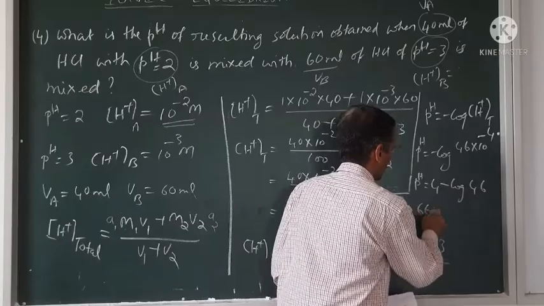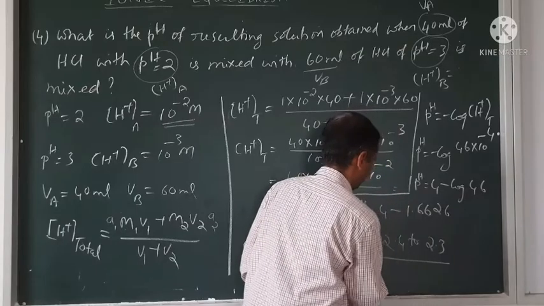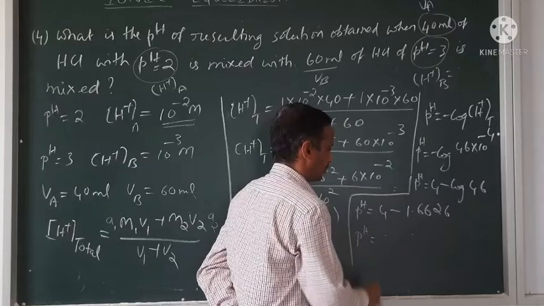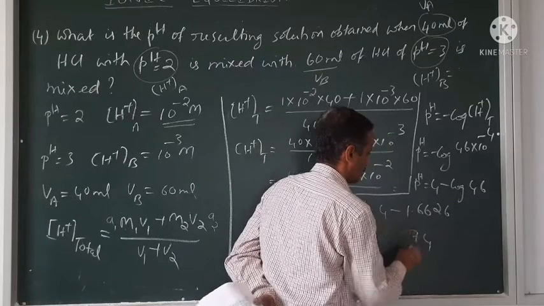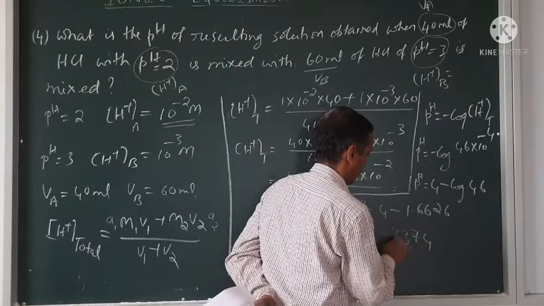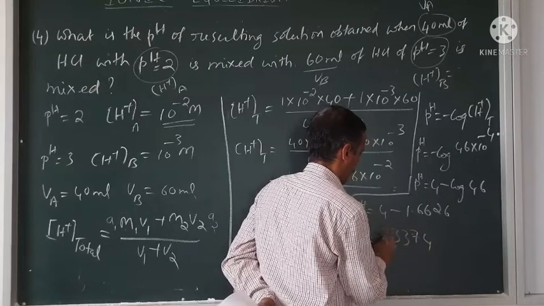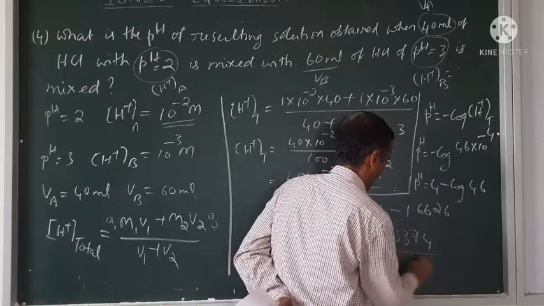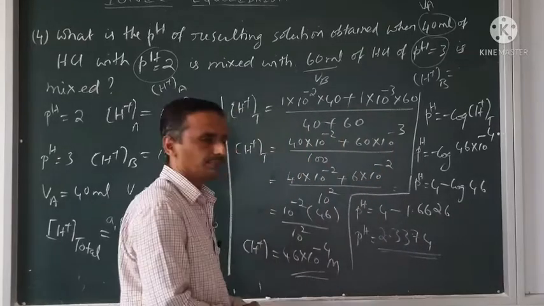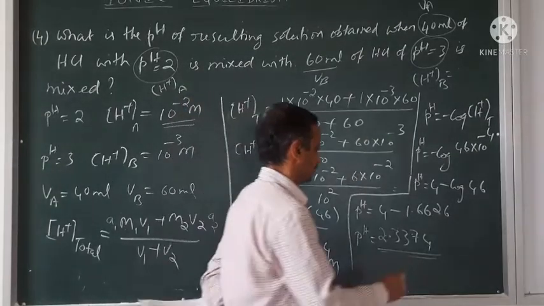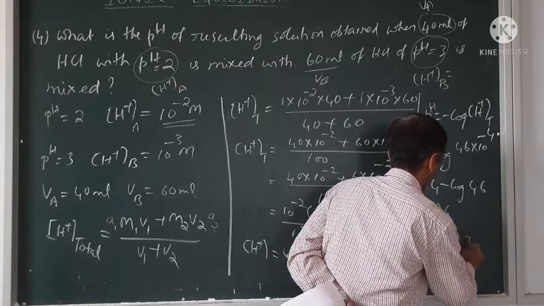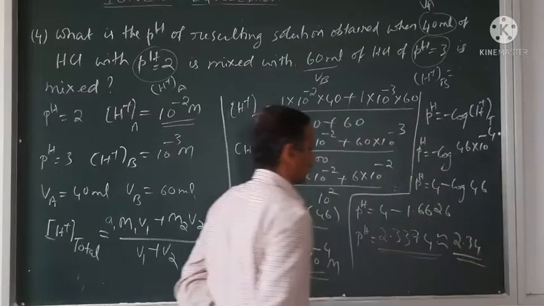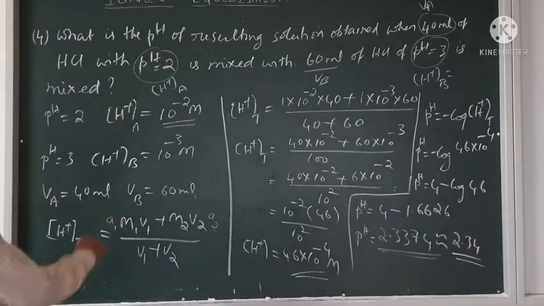We'll see that. So get the exact value. So 4 minus 1.6637... it is, I can have that approximation as 2.34. That is the pH of the solution.